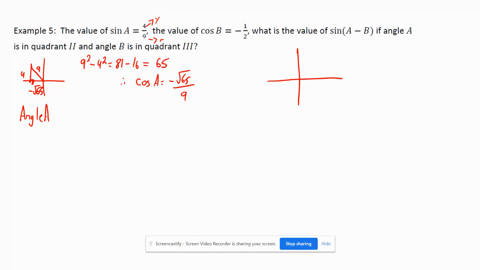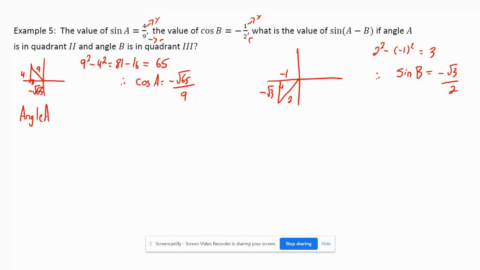Cos B, angle B is in quadrant 3. So if cosine B is negative 1/2, this is x over r. So 2 squared minus negative 1 squared is 4 minus 1, which is 3. That means this guy is going to be a negative square root of 3. Therefore, sine of B is negative root 3 over 2.